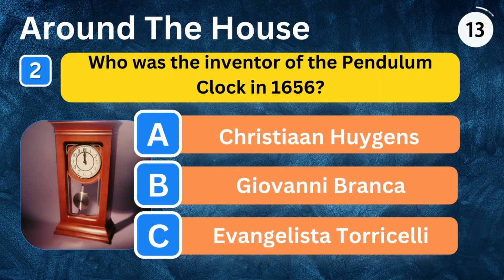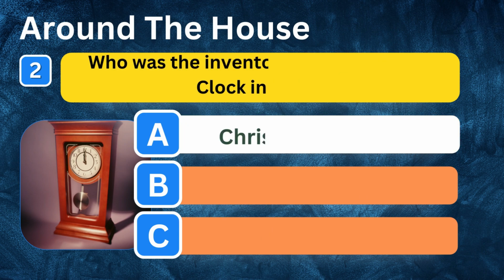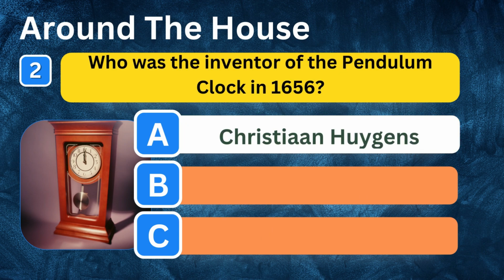Question 2. Who was the inventor of the pendulum clock in 1656? Was it Christian Huygens, Giovanni Branca or Evangelista Torricelli? And the answer is Christian Huygens.